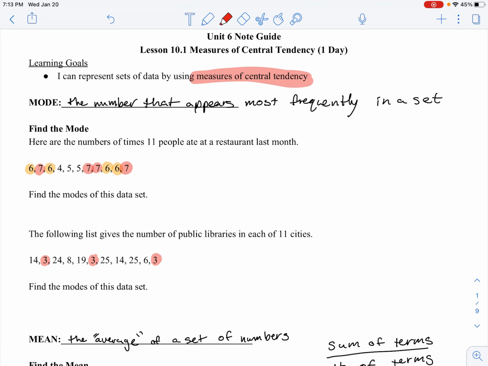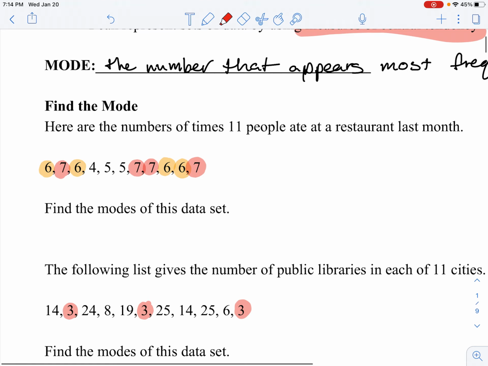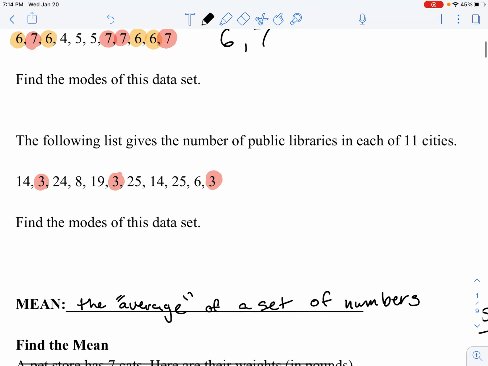The mode is the number that appears most frequently in a set. As you can see from this first question, here are the number of times 11 people ate at a restaurant last month. We've got 2 modes in this case, and you can have more than one mode. For this one, we have 4 6s and 4 7s, so they're tied for the most. So our answer is just 6 and 7. The 4 and the 5s only happen once and twice, respectively. Moving on to the next one.